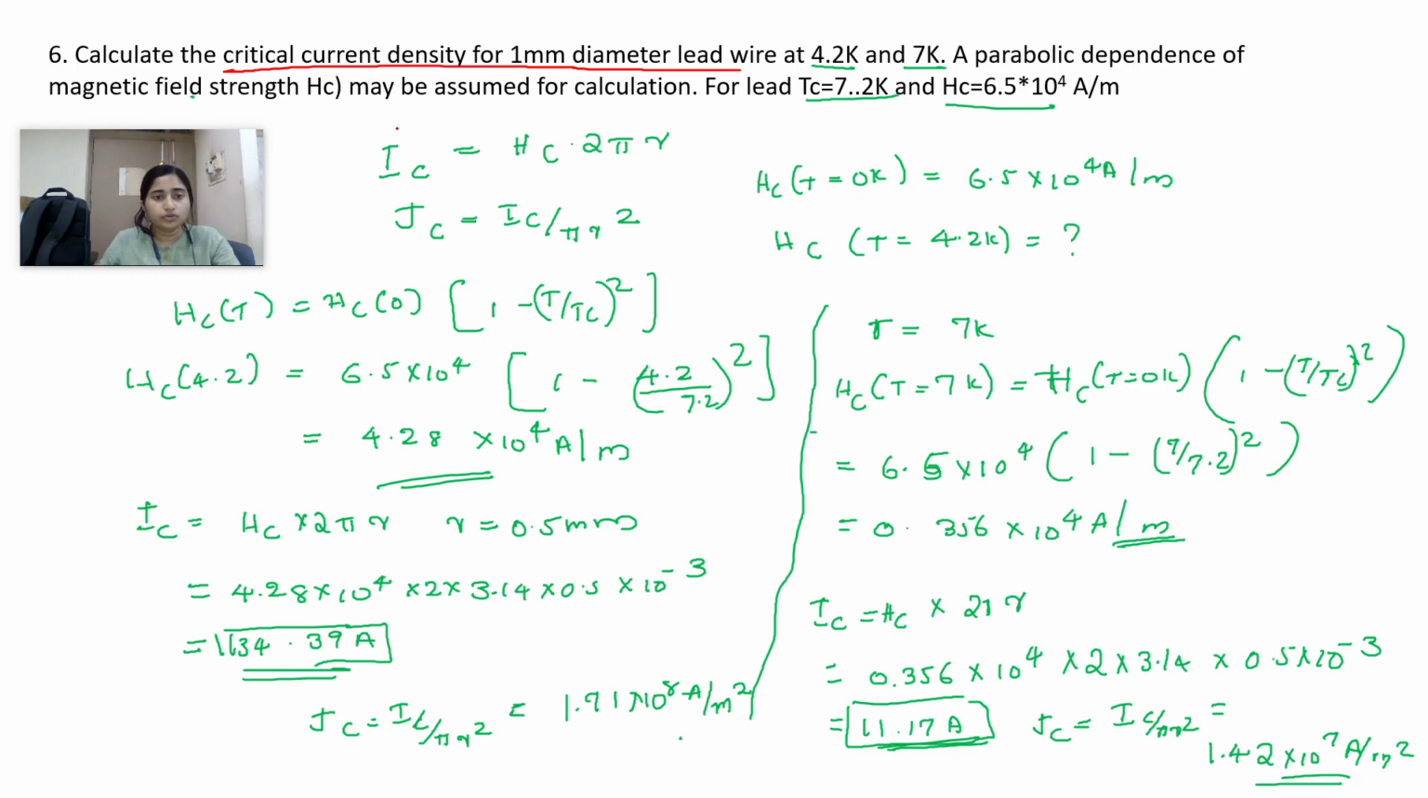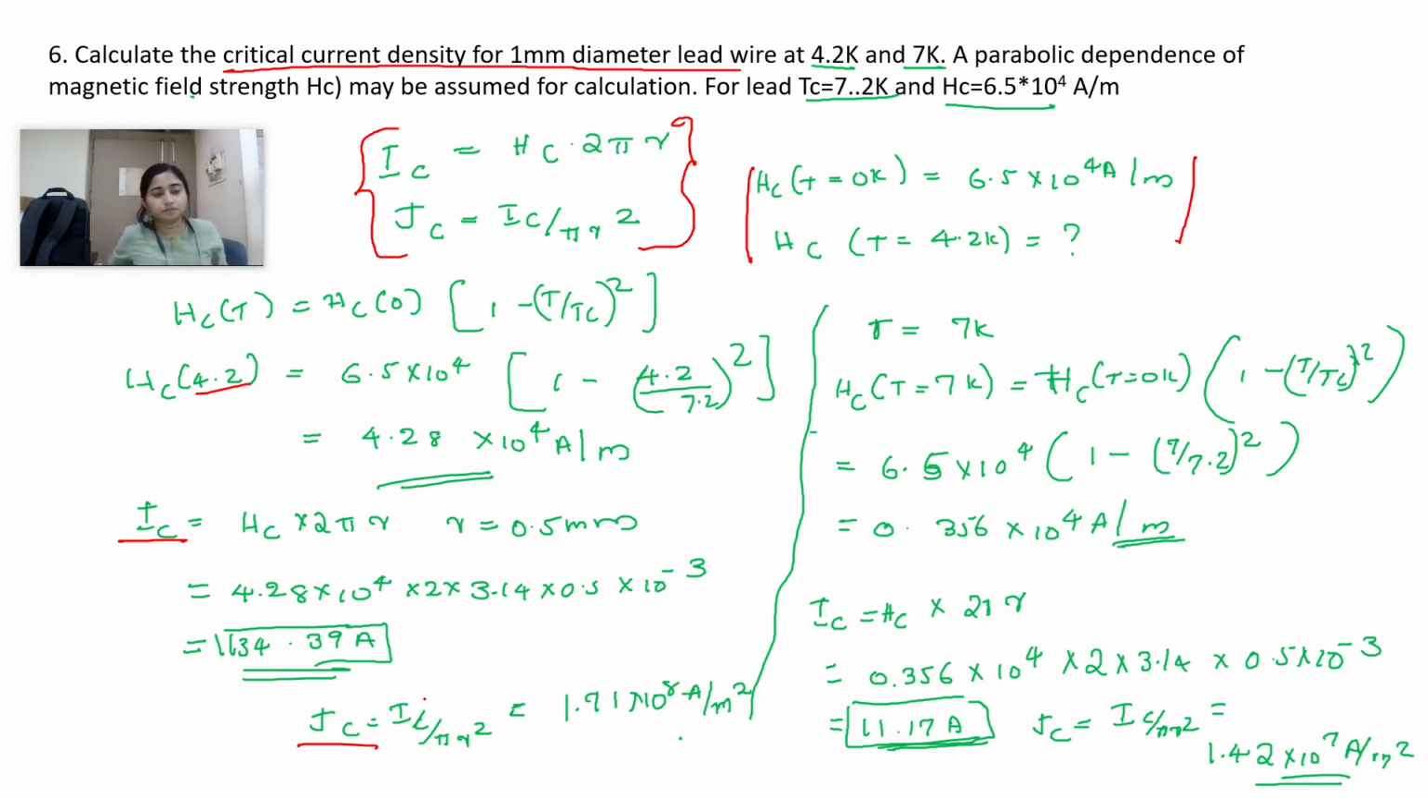Now we have to know two formulas first. What is the current value and the relation between current and HC. So IC will be HC times 2 pi r and JC is equal to IC divided by pi r square. Now these are the parameters which are given in the problem. So you have to first calculate HC for 4.2 Kelvin, and from there you have to get the IC value. From the IC you have to get the value of JC. Once you know the formula, you can easily solve it.